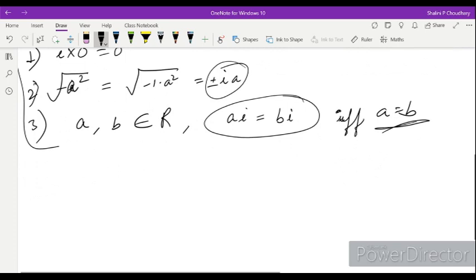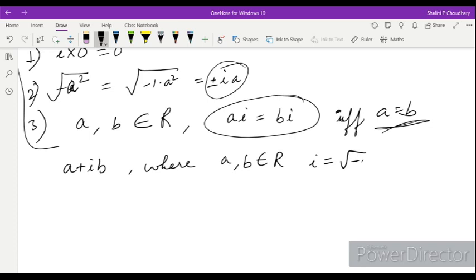Now we'll see what is a complex number. A complex number is a number in the form of a plus ib, where a and b belong to real numbers and i will be equal to square root of minus 1. And this is denoted by z. So here we can also write z is equal to ib plus a, or a plus bi. Either way, there will be one imaginary part and one real part.